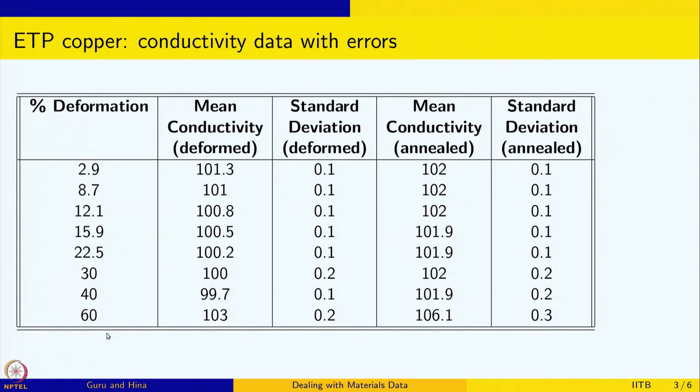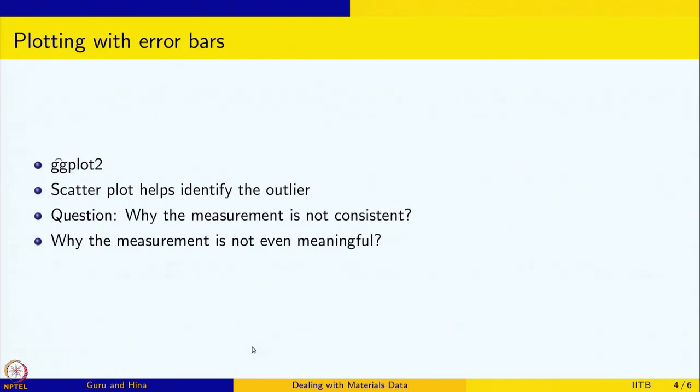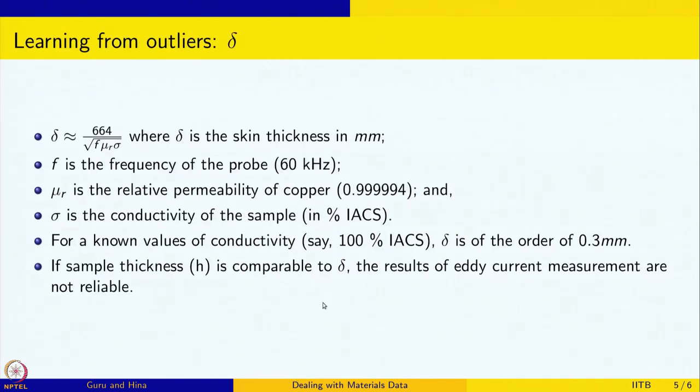And so this information, I mean that we need to go look at this value and find out why it is not consistent, came from looking at the data. And once you pay attention to such outliers and try to understand why such outliers exist, of course, you learn a little bit more about the experiment and the data and the material and so on and so forth.